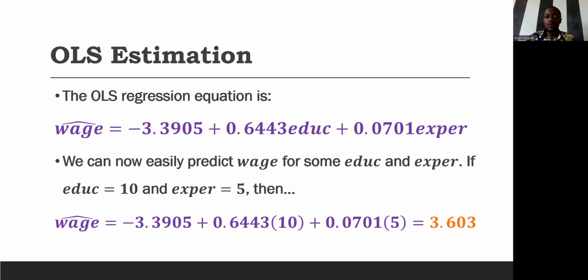Once we have the regression coefficients, we can also easily predict wage for some level of education and experience. If the years of education for an individual is 10 and that of experience is 5, we can substitute these values in there, and the predicted wage that we get is 3.6. So a person with 10 years of education and 5 years of experience is predicted to have an average hourly earnings of $3.6.